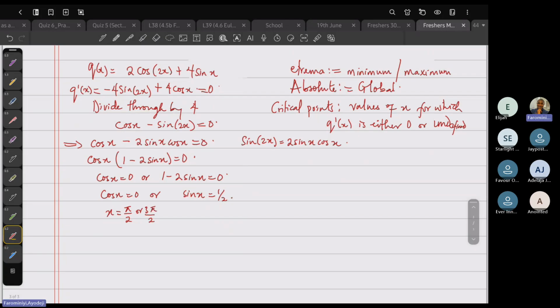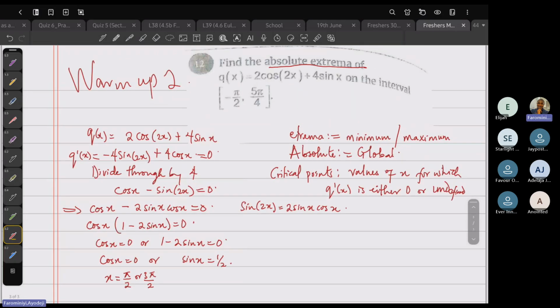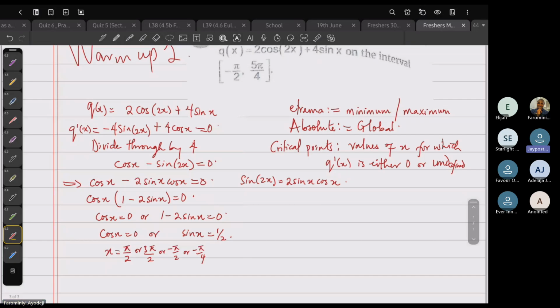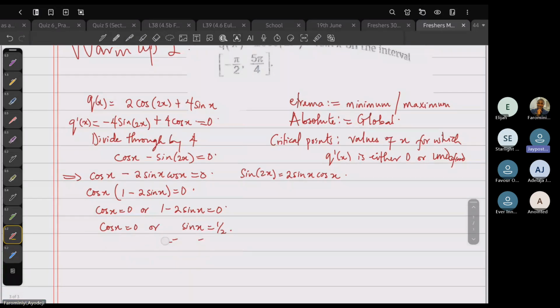As a matter of fact, any odd multiple of pi over 2 is a solution. Any integral odd multiple of pi over 2 is a solution. So it means that even negative pi over 2 or negative pi over 4, sorry, sir. Yeah. Please can you come back from the cos x equals 0 and sine x equals 1 over 2?